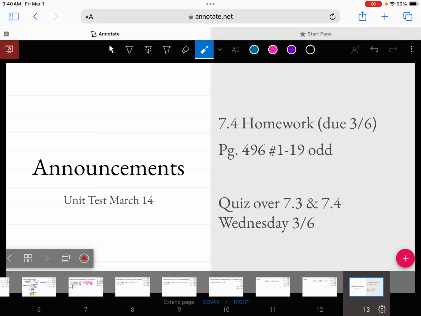Which one is that? The 6.4 homework. 6.4. Let me make sure I have it in here. Fixed. Thanks, Billsy. That's part of the reason I give them back to you, so you'll double check me on that stuff.